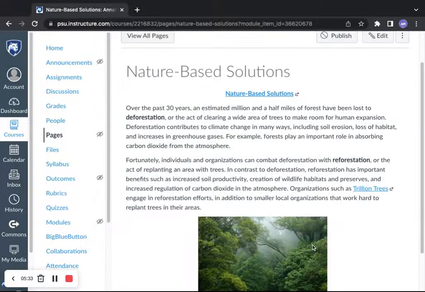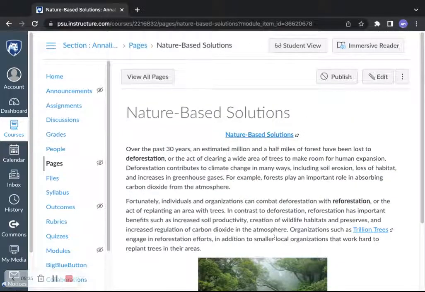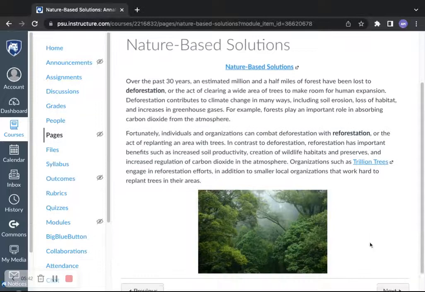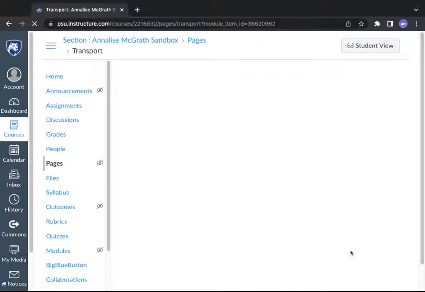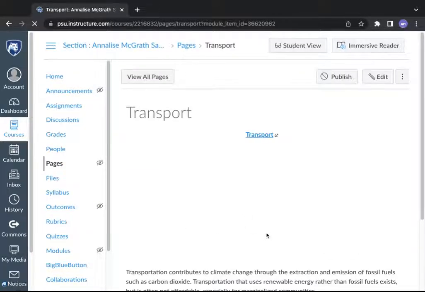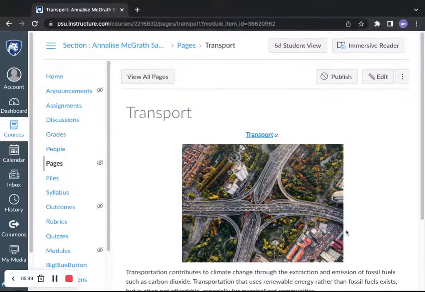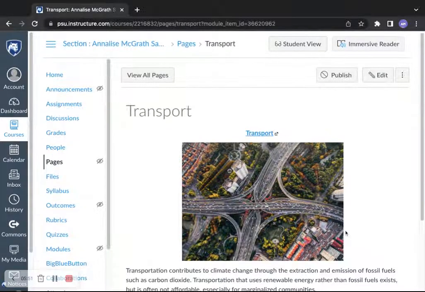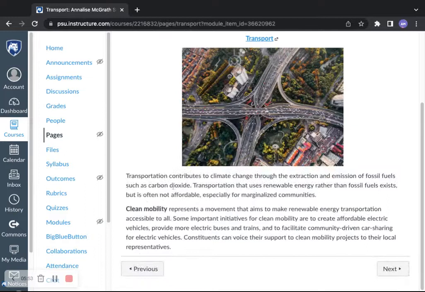Same kind of idea here with nature-based solutions. So this, as you can see, is kind of a straightforward one. We're looking at deforestation and reforestation primarily. Some of this stuff has been really taken briefly. So here we have one about transportation and clean mobility.